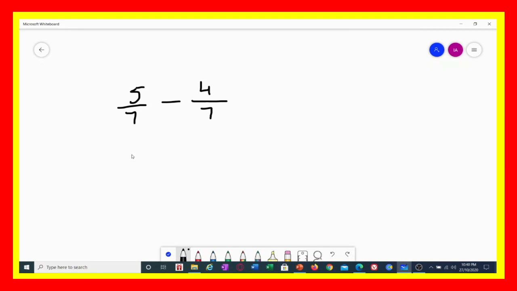Let's take another example. Another fraction, 5 divided by 7, and we have to take away 4 divided by 7 from it. Immediately we know the denominators are the same, that's why it is going to be very easy. We take 7 once as a common denominator, take the numerators and take them away. 5 take away 4 is 1, and the denominator is 7. So the answer fraction is 1 divided by 7.